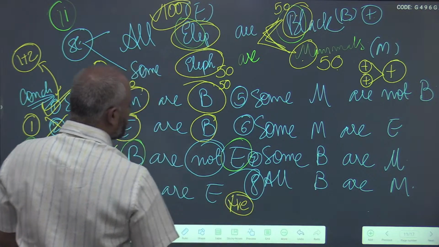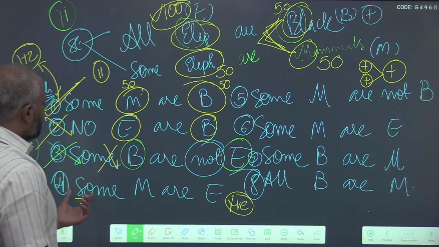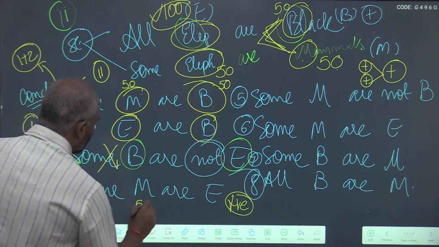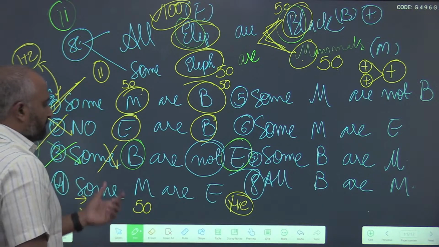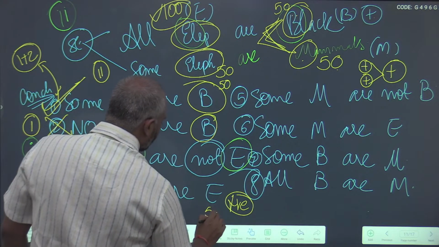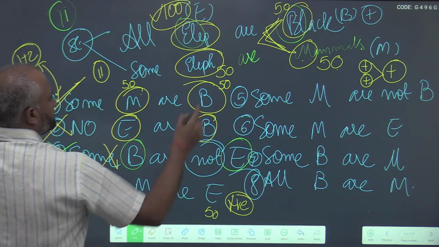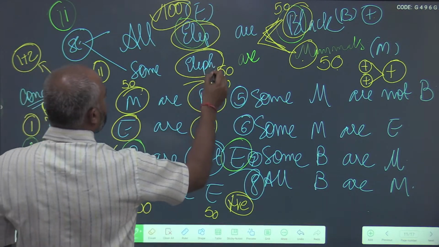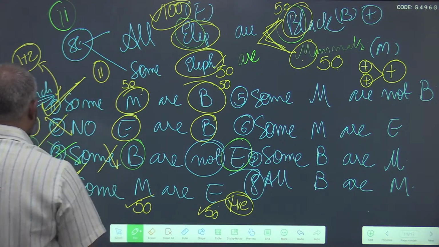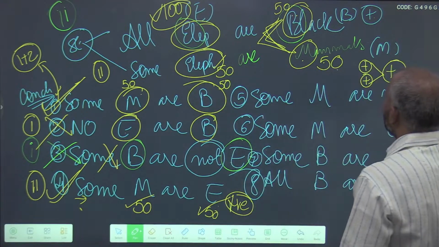So the conclusions are also positive. Now code this again. Some means M has a value of 50. Some is particular, and this is a positive statement, so the object takes a value of 50. Your M can take a value of 50. Yes, 50 can become 50. Next, E, which is 50, can become 50. So statement 4 is also valid.